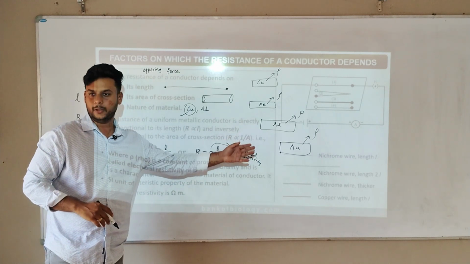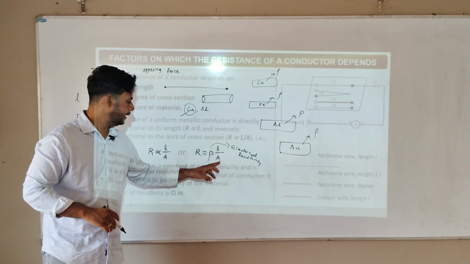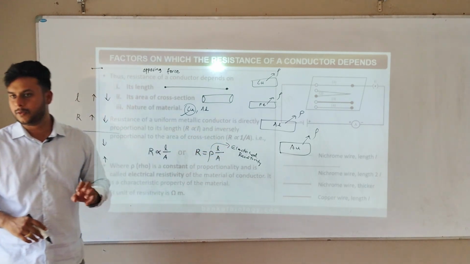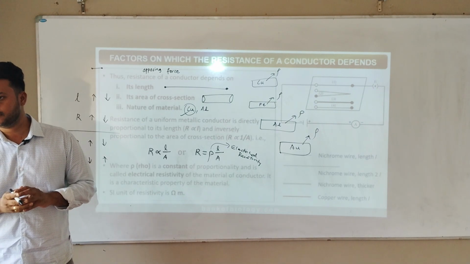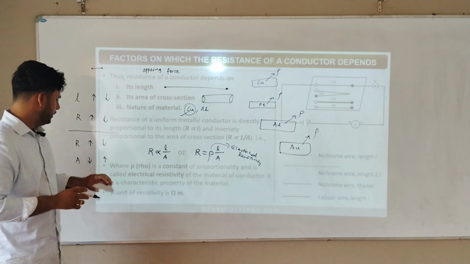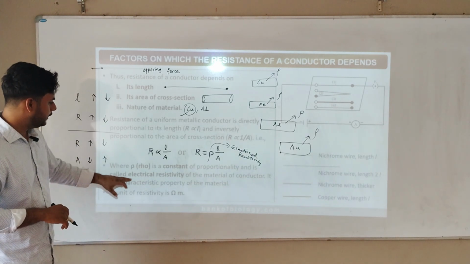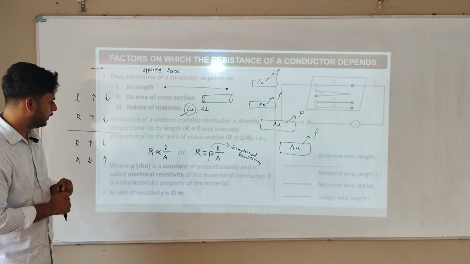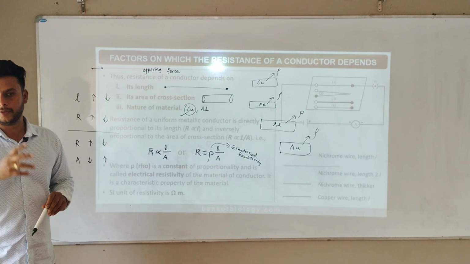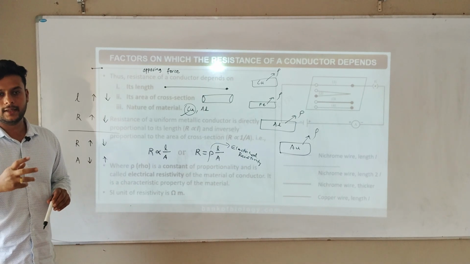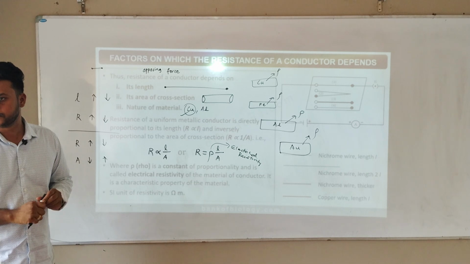How much is the length of that aluminum wire? How much is the length of that gold wire? That is length. And area means the pipe cross section area: how much is the thickness, how much is the width. So rho is a constant of proportionality and is called electrical resistivity of the material of the conductor. It is a characteristic property of the material. That means how much resistivity that material can possess is called rho. Any doubts?